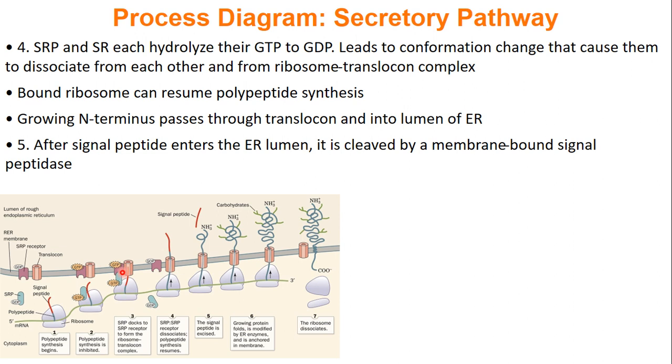Now, when this docking happens, the SRP and the SR each hydrolyze their GTP to remake GDP. When this happens, you have another conformational change, and the SR and SRP will dissociate from each other. The ribosome is now free to continue making the protein. The N-terminus will go through the translocon, and once it's through, the signal peptide is chopped off. So the signal peptide is not part of the protein. It's just a signal to say that this protein needs to go to the ER.